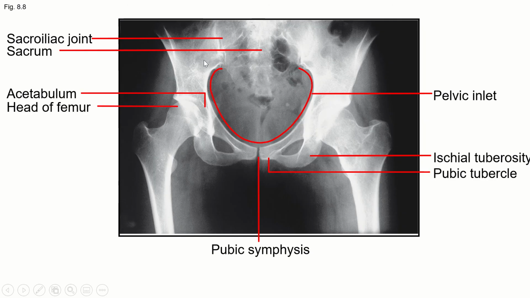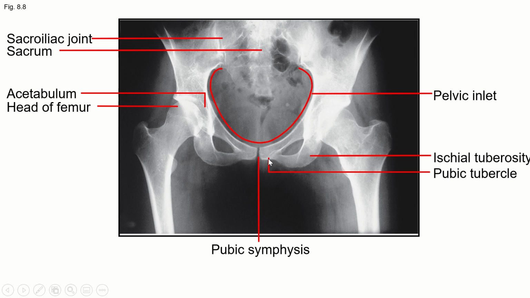Okay, so this is an X-ray showing the pelvis. Here's the sacroiliac joint between the sacrum and the ilium. Here's the sacrum here. You can kind of see the coccyx down here. There's the pelvic inlet. And you can see this subpubic angle is really, really wide. So that suggests female. You can see the head of the femur articulating here into the acetabulum, the rounded ischial tuberosity, and there is a pubic tubercle here.